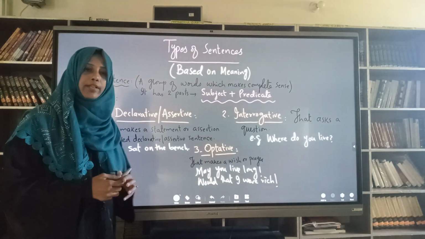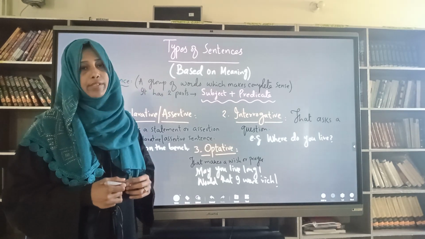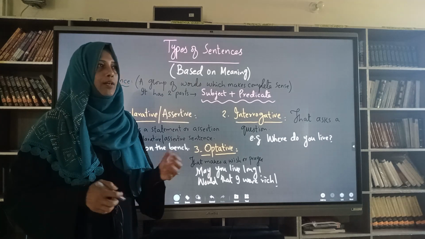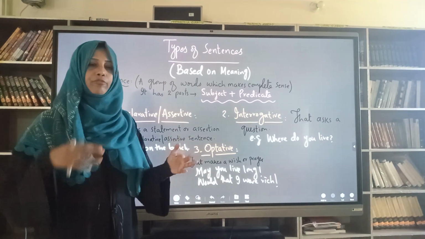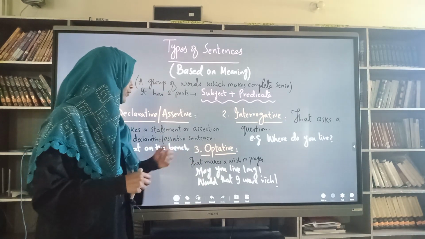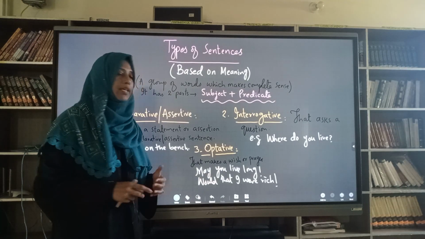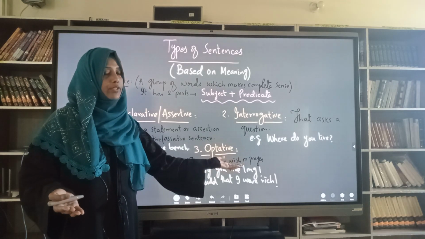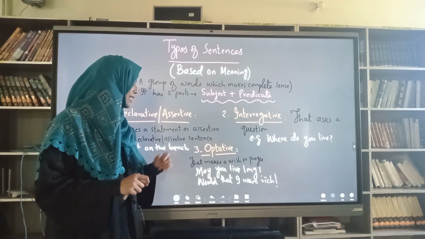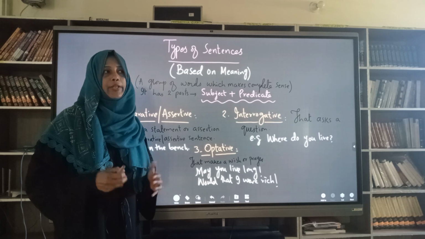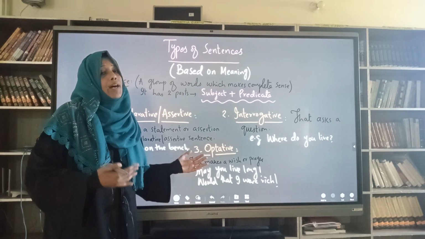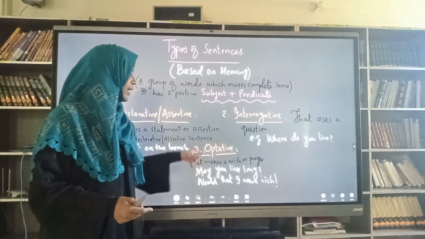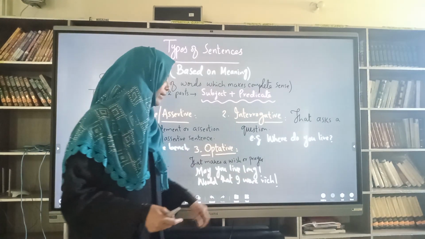Now comes the third type of sentence, that is optative sentence. Optative sentences basically express some emotion in the form of a wish or prayer. The first example, in the form of a prayer, is: may you live long! Then an exclamation mark at the end of the sentence, because it is a must. The second sentence, which expresses a wish, is: would that I were rich, would that I were very young, etc. It will also contain an exclamation mark at the end.